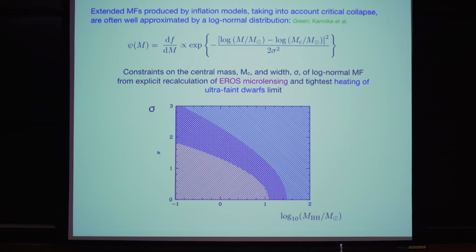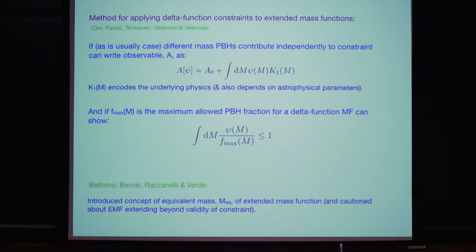Again, this is something I noticed phenomenologically. It's now actually been proved to be a general result. And what people have also done is come up with a general method for any constraint, even if it's something that's really difficult to calculate, so you can't recalculate it for your favourite mass function. Here's a method for applying the constraints that have been calculated assuming a delta function.